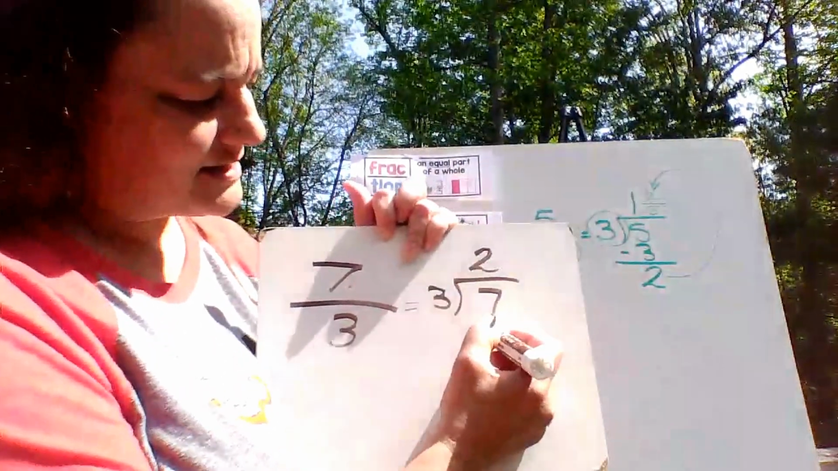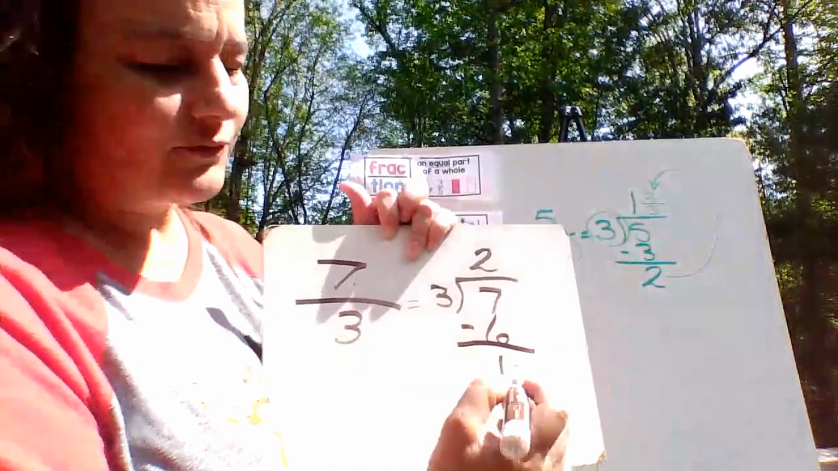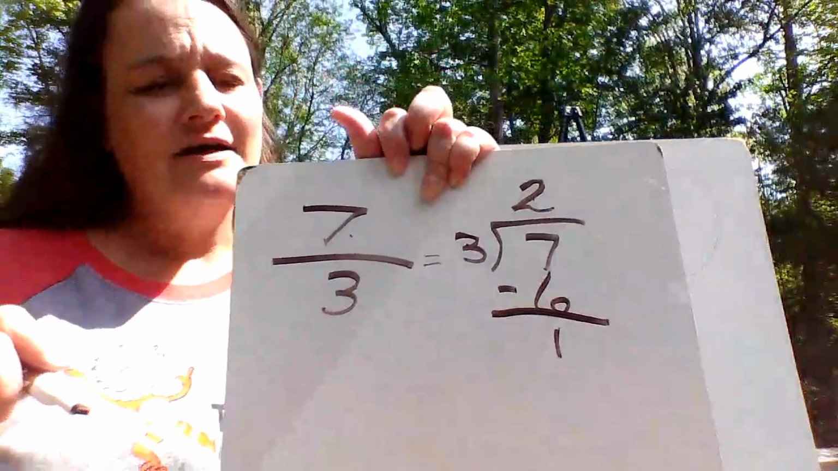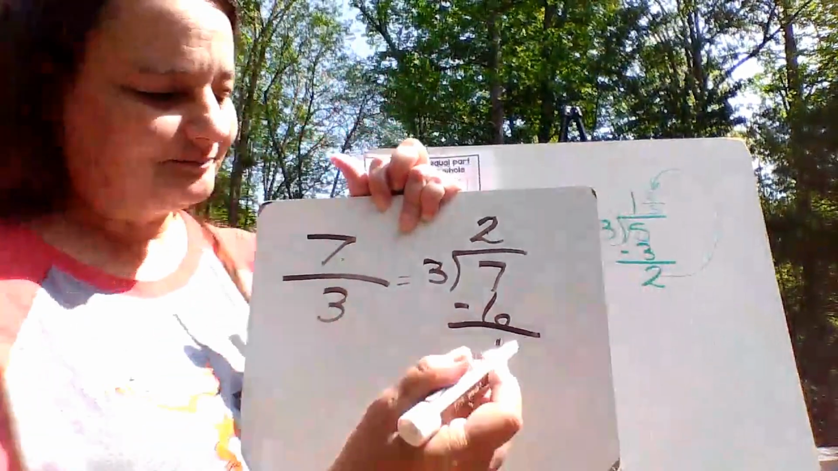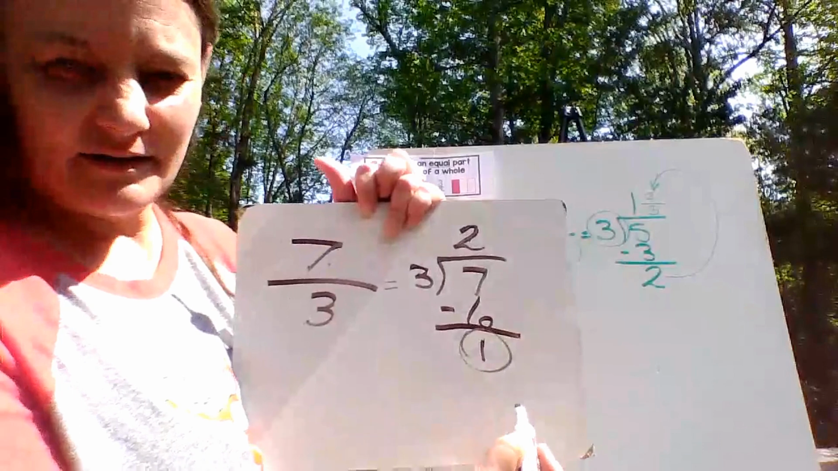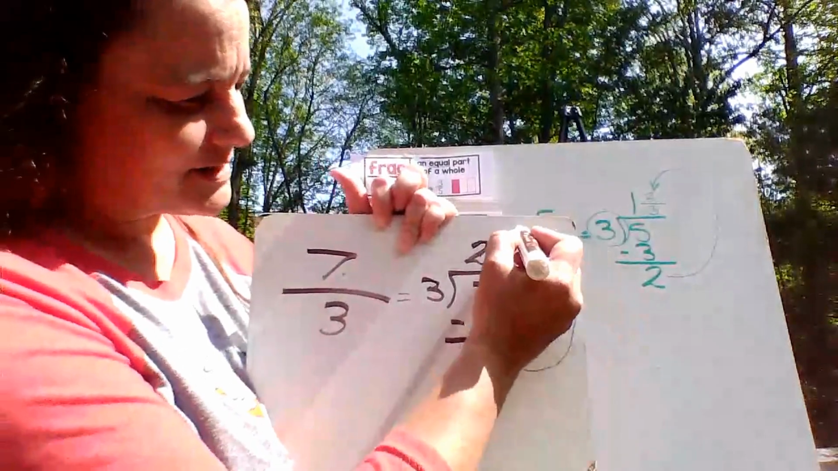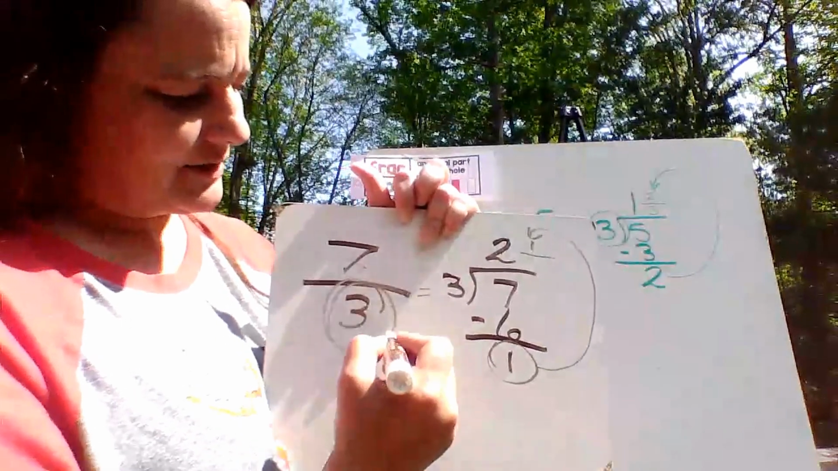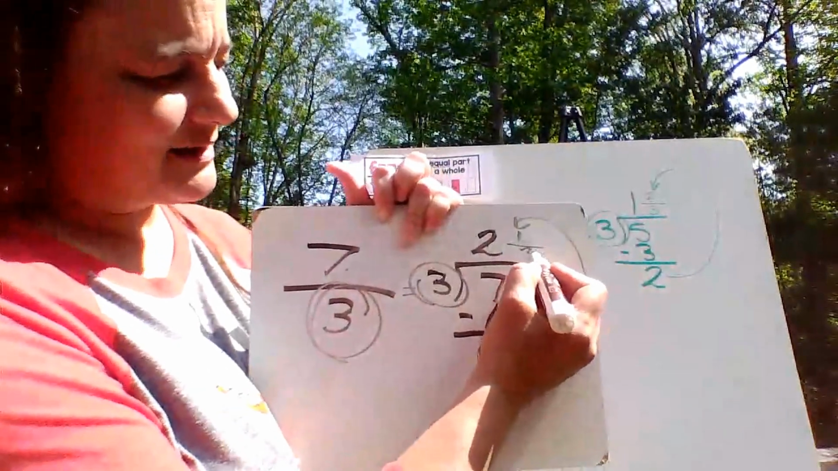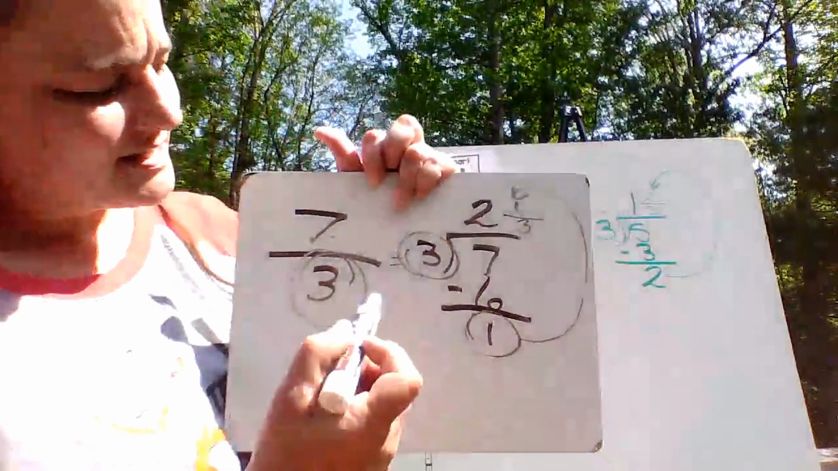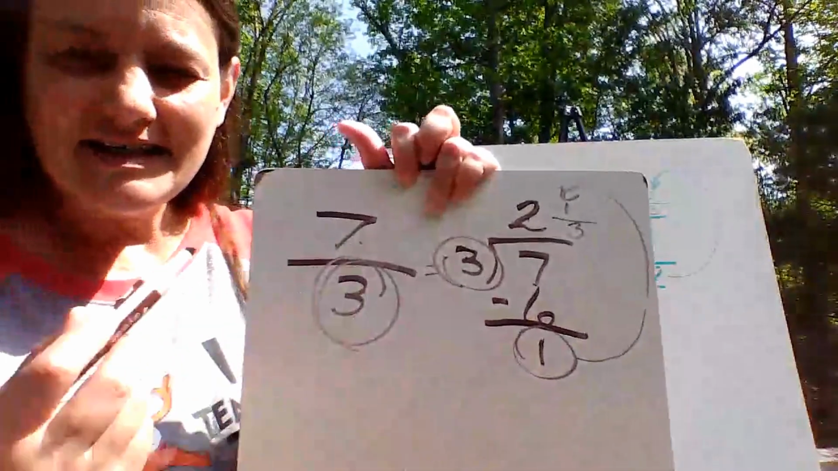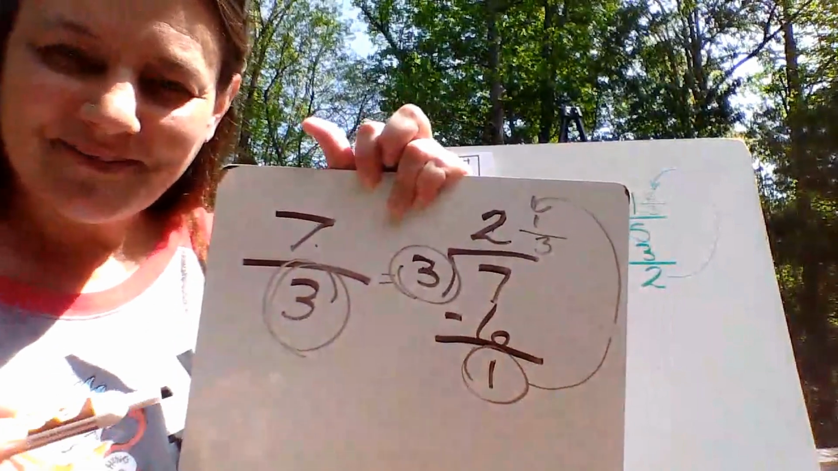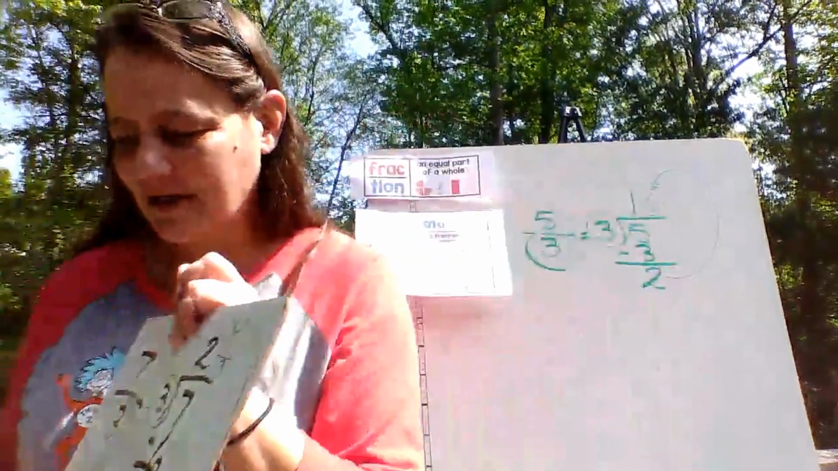2 times 3 is 6. We subtract. We have 1 left over. Okay. Now we're going to change our remainder into a fraction. So this leftover becomes our numerator. Our denominator is going to stay the same. So 7/3 is the same thing as 2 1/3. Okay. All right, we're going to try one more.